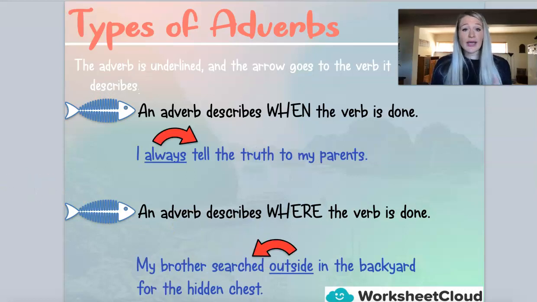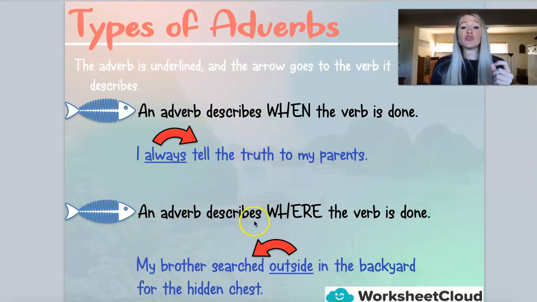So we also have adverbs that describe when something is being done. So an adverb describes when the verb is being done. I always tell the truth to my parents. And so always is the adverb because it's telling me when. It's like a time of when something happens. I always tell the truth. Tell is the verb in the sentence.